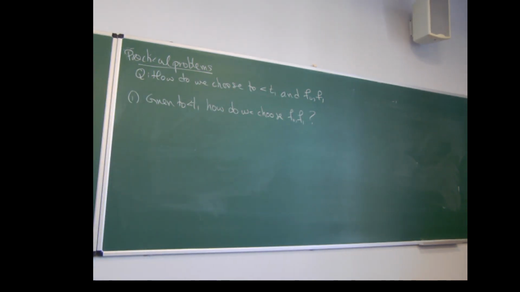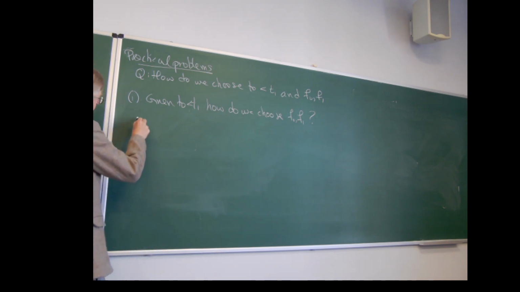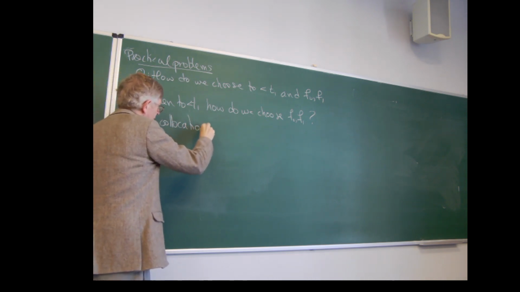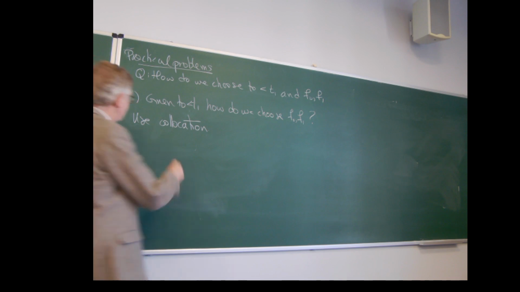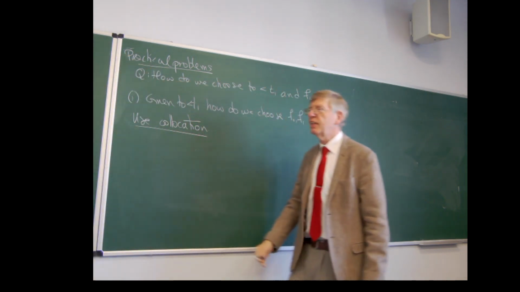So f0 is associated to t0. f1 is associated to t1. So how do we choose them? Well, what we do is use a simple technique called collocation. I'm not sure how many L's there are in collocation. Let me put it down and hope that it's kind of rightish. So the idea here is that we want to choose our functions f0 and f1. It's not just one choice, we just want to choose some choice. We don't really care that much.